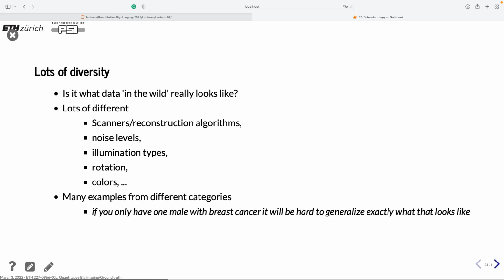And you also need many examples, as I said before. One example here is male breast cancer, which is very rare, but it exists. If you only have one case of that, it's not really representative of the disease as such. You only have a single observation, and then it's very hard to make generalizations based on that information.